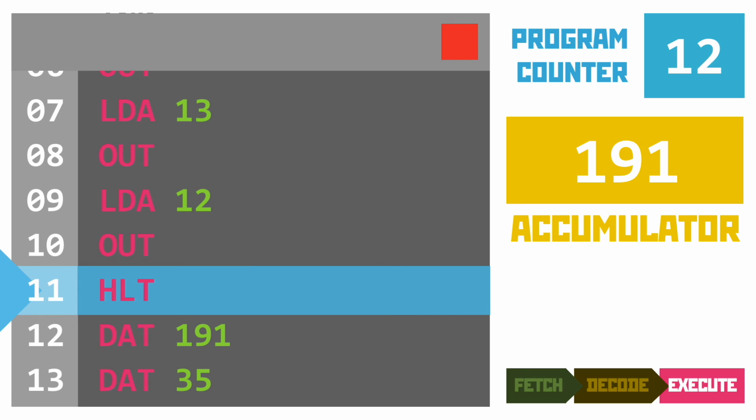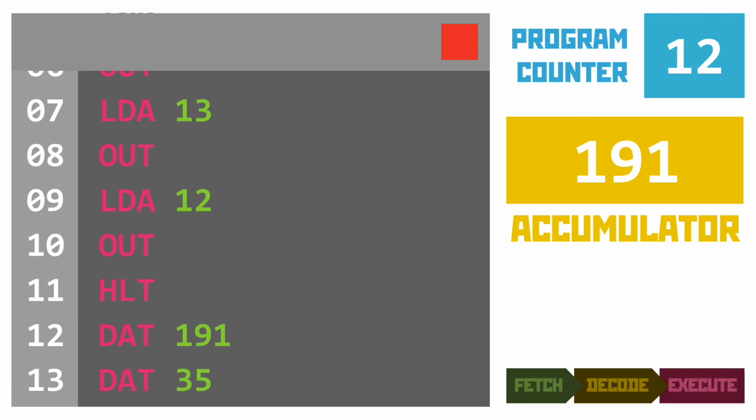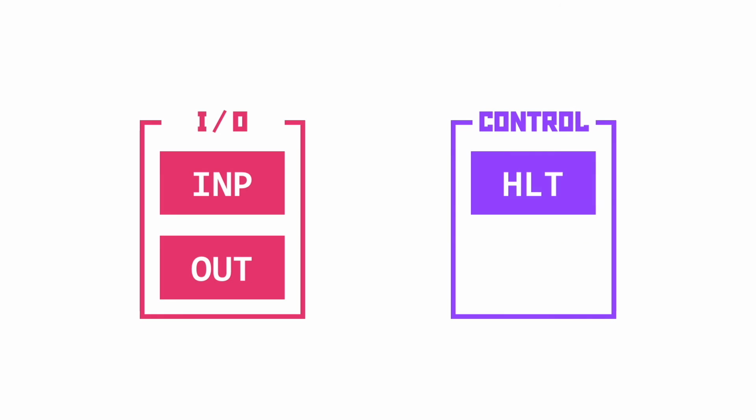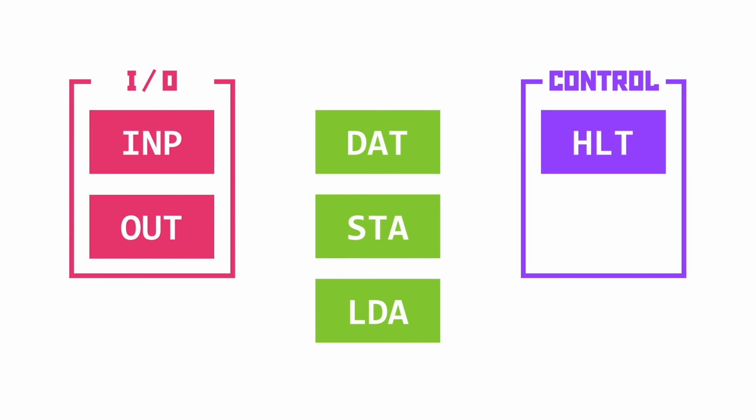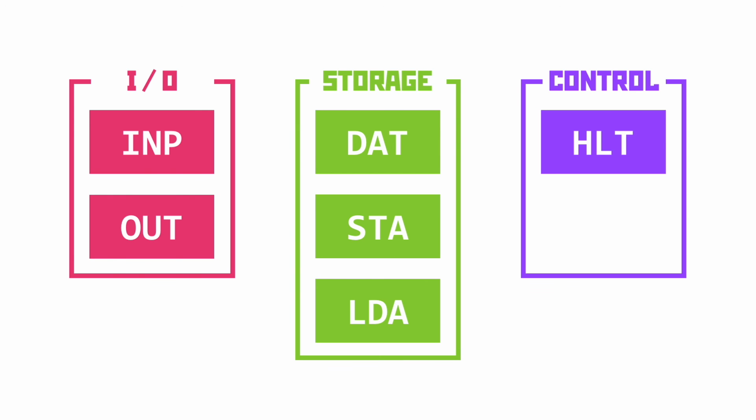So it's done. We've seen the step-by-step execution of a simple program that took three inputs, then printed them out in the reverse order, and in the process we added three storage instructions to our repertoire.